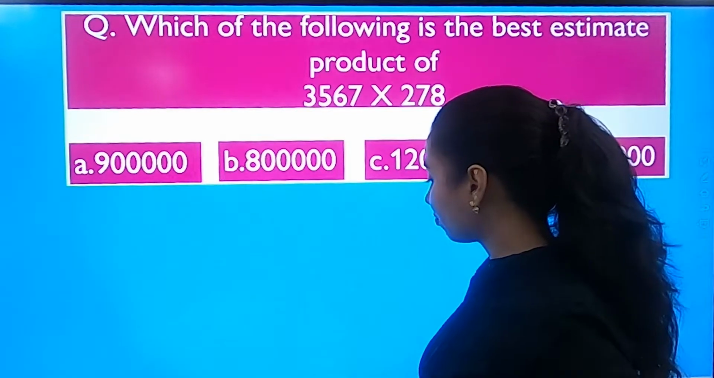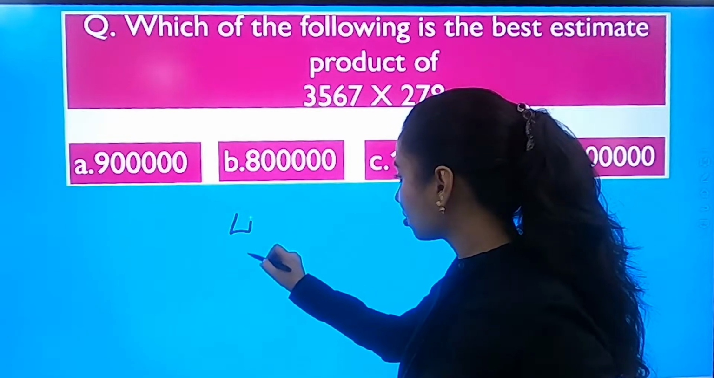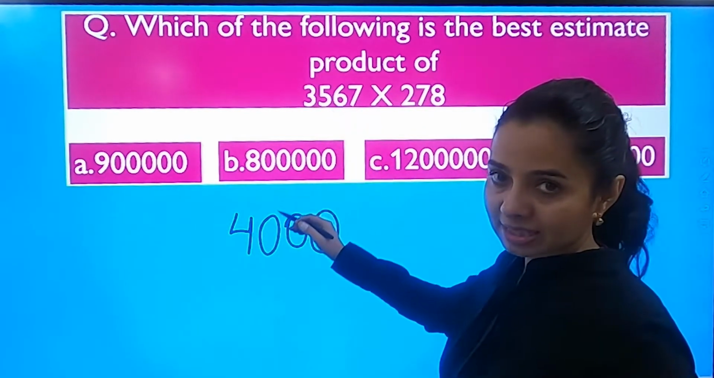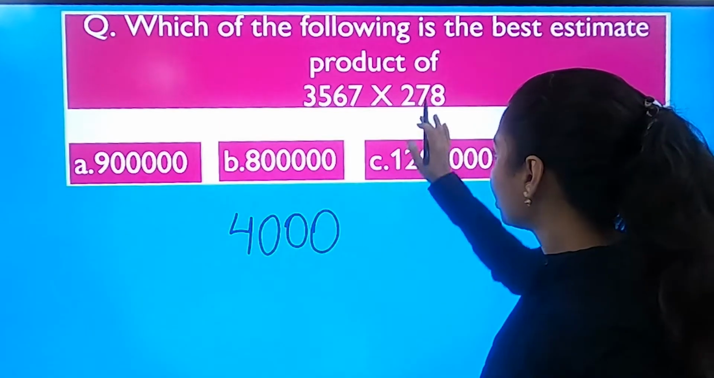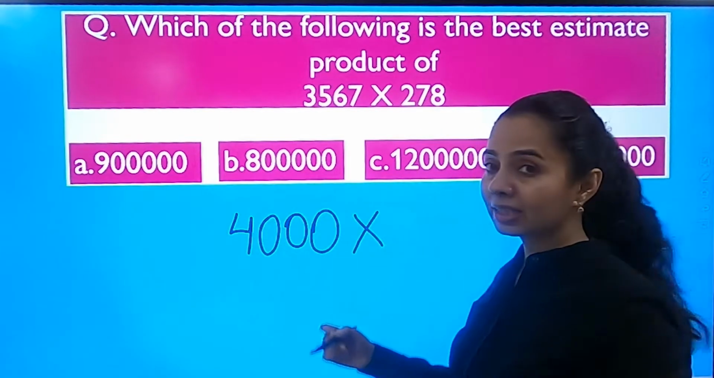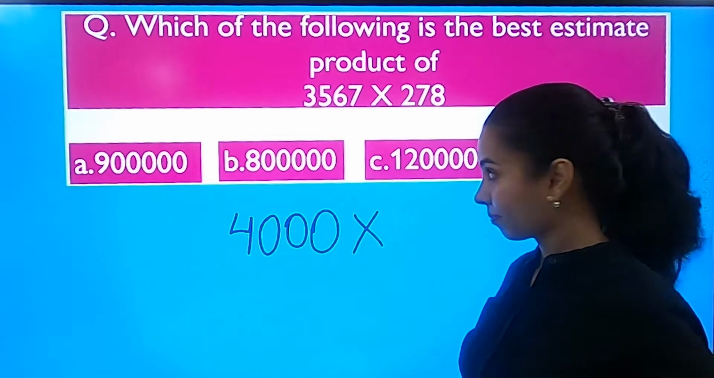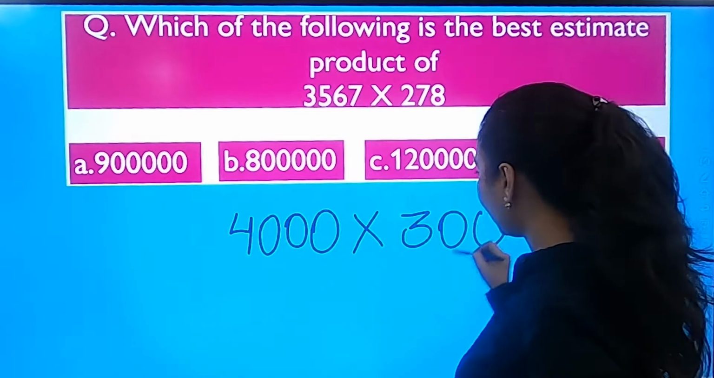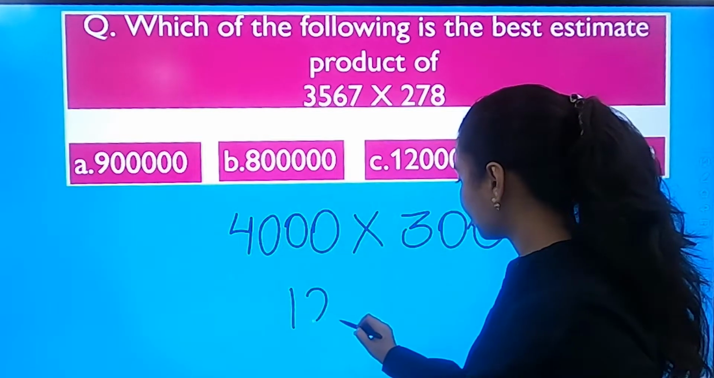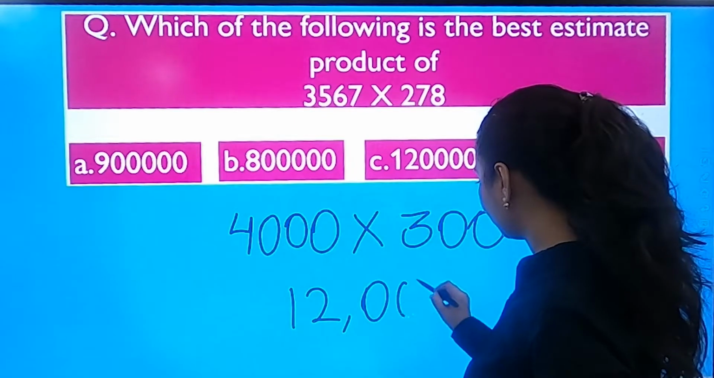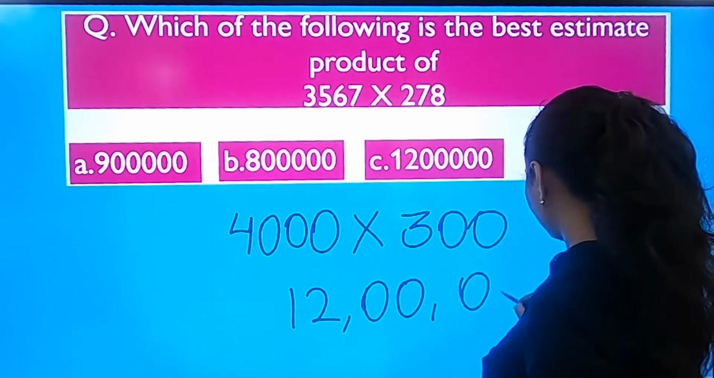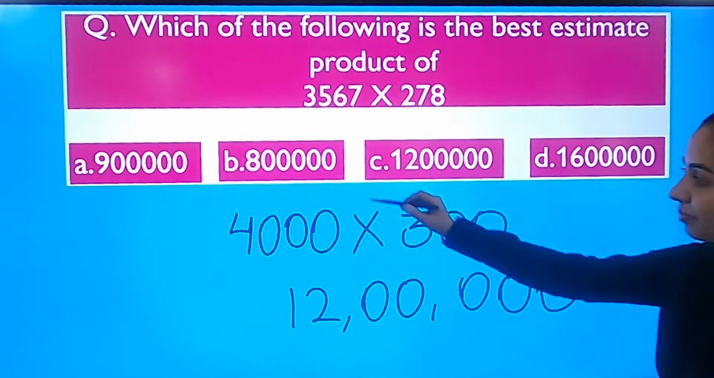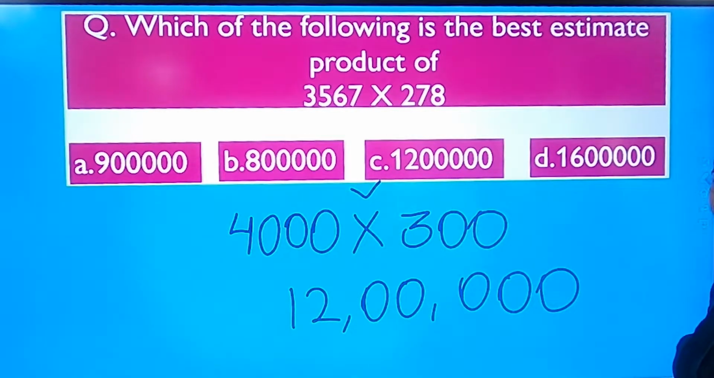And after rounding off, this will become 4,000. 3,567 becomes 4,000. 278 will be rounded off to nearest hundreds. So this will become 300 and we will get 12 lakh. So which is the right option? This is our right option.